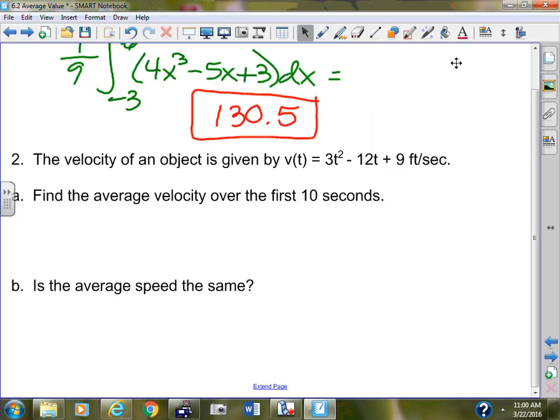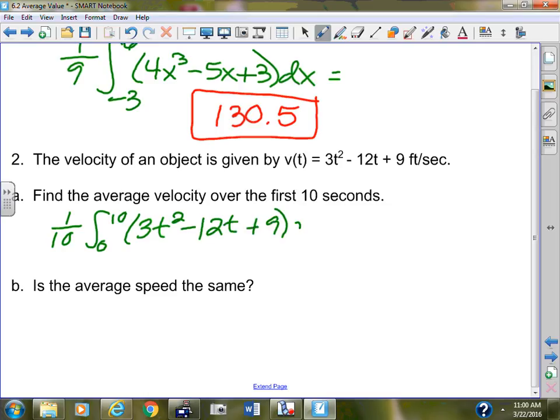All right, in looking at this, average velocity, it means again, I've got to have a fraction out in front. What should that be? 1 over 10. All right, and then the integral, what should my bounds be? 0 to 10. And the function that's sitting here is? v of t. Very good. So I'm going to write in the 3t squared, but if you put v of t, that's fine.